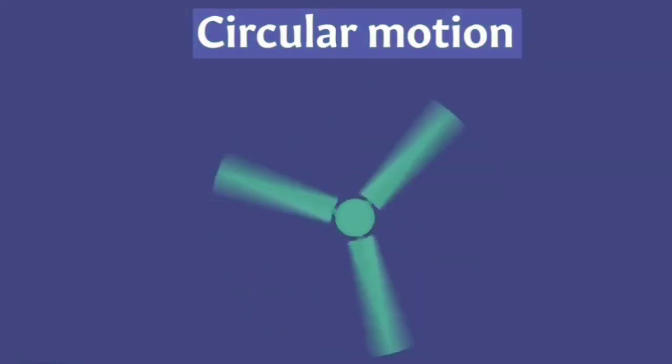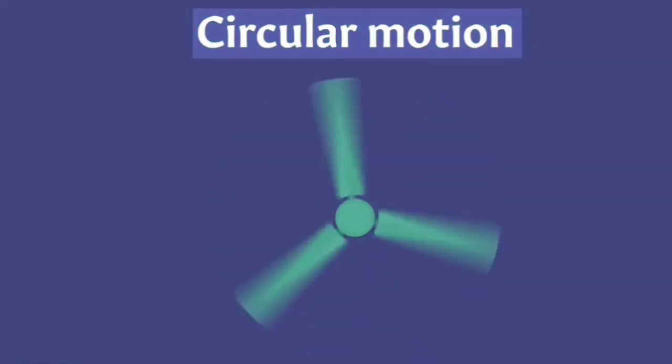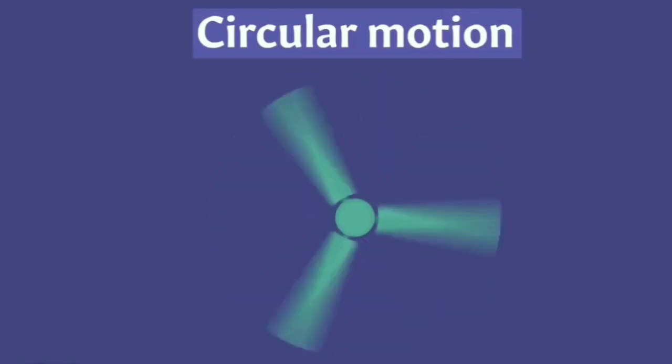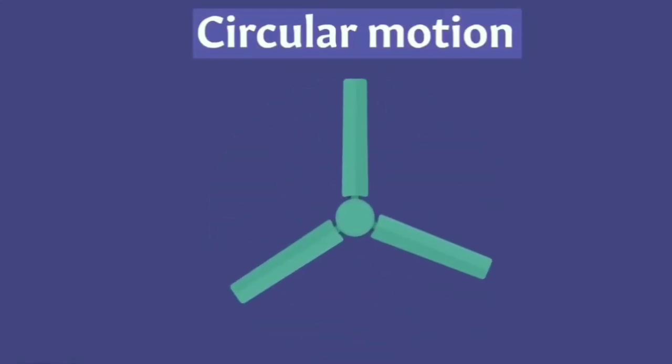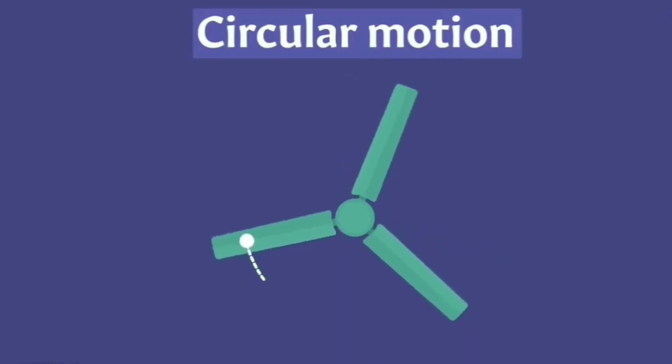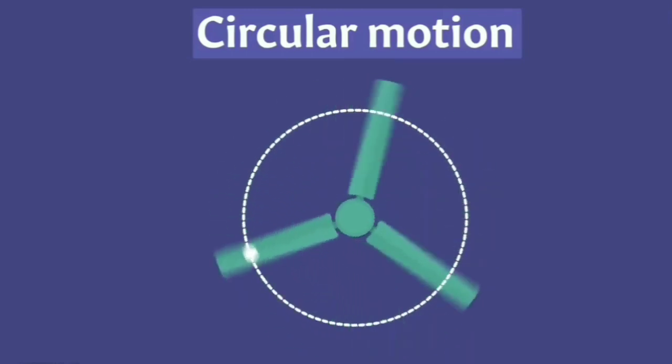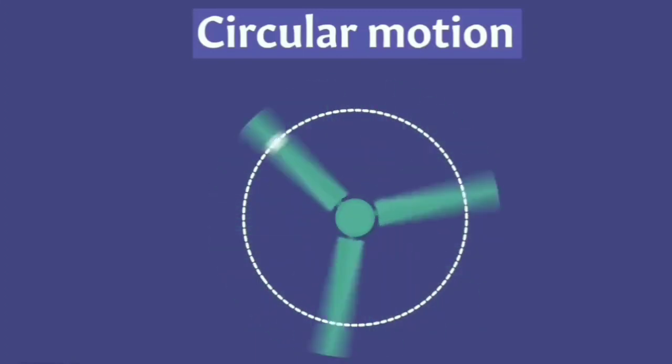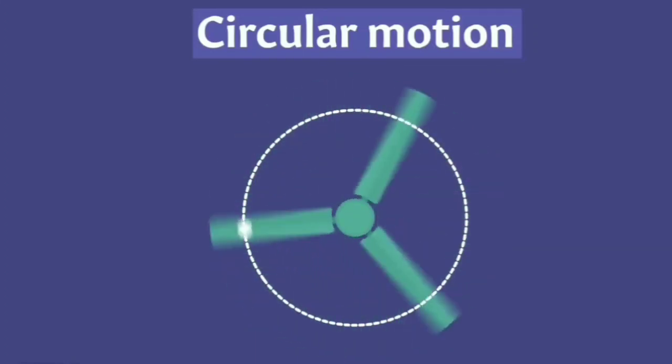What about the moving fan? Is it also undergoing circular motion? First, let's only consider the motion of a point on one of its blades. If we switch on the fan, we will see the point moving in circles. So we can say that the blades of the fan are also undergoing circular motion.